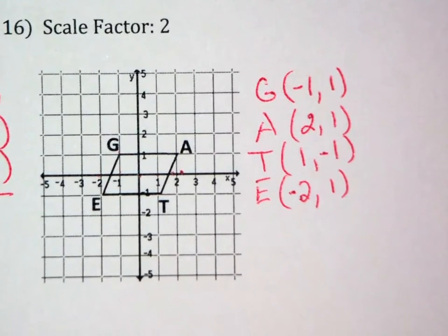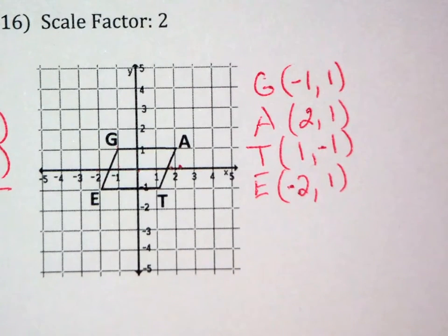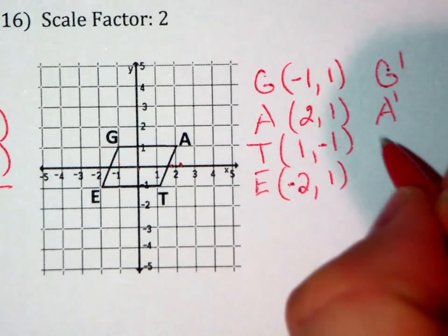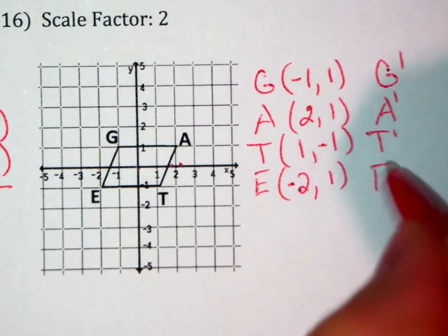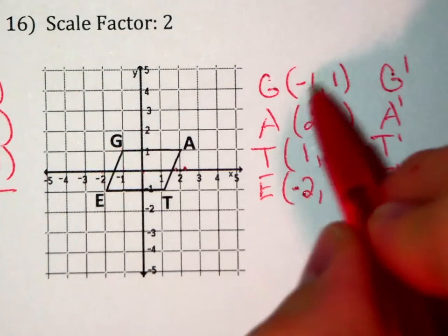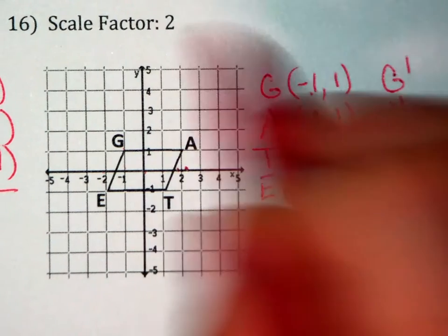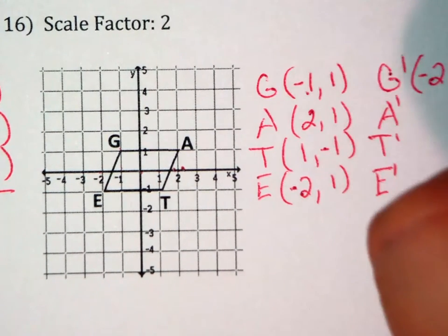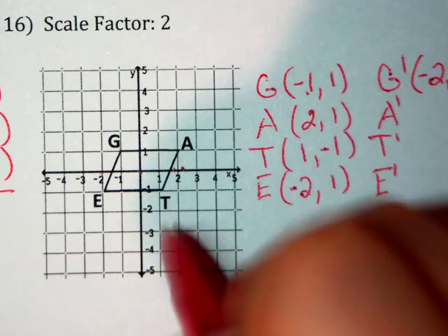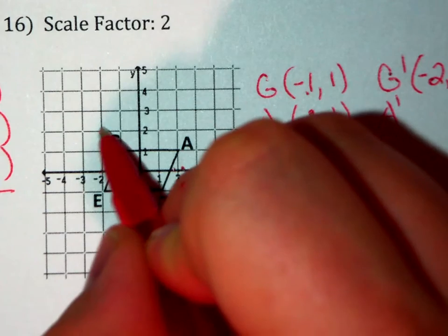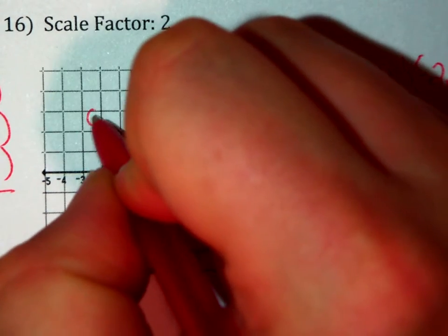And now we simply dilate by our scale factor of 2. So G prime, A prime, T prime, E prime. G, x value is negative 1. Negative 1 times 2 is negative 2. 1 times 2 is 2. So I can graph negative 2, up 2. That would be my G prime.